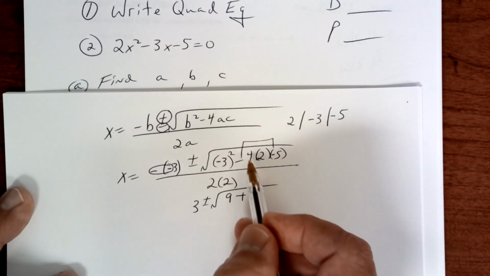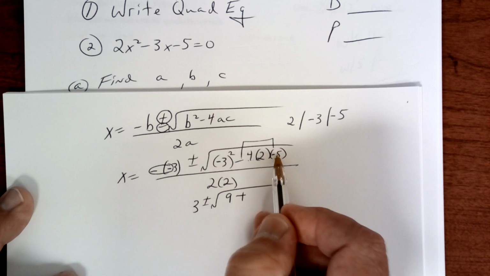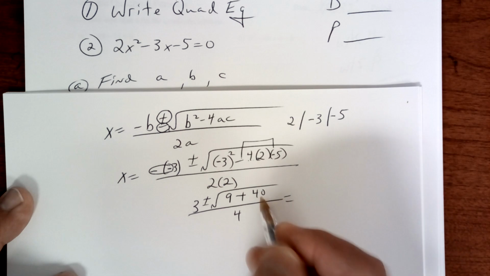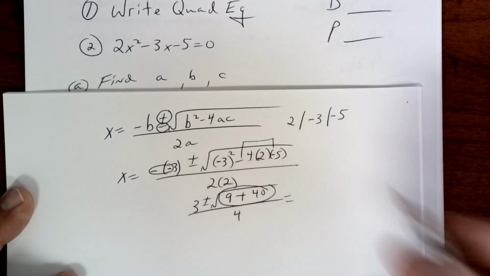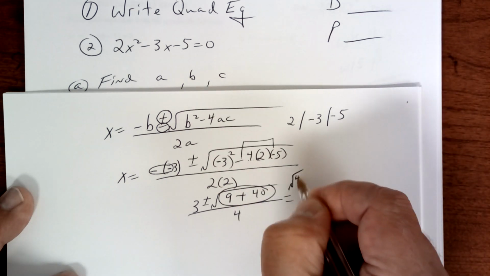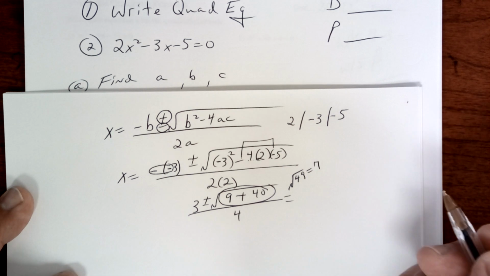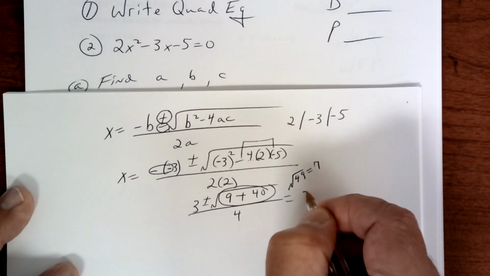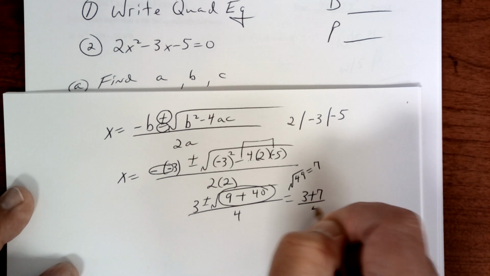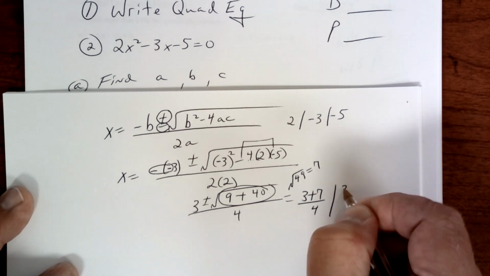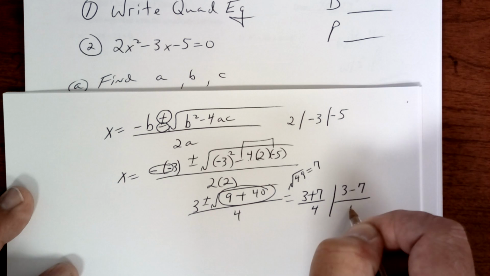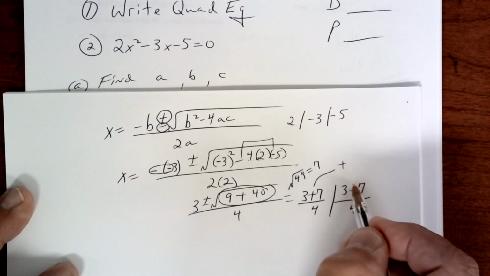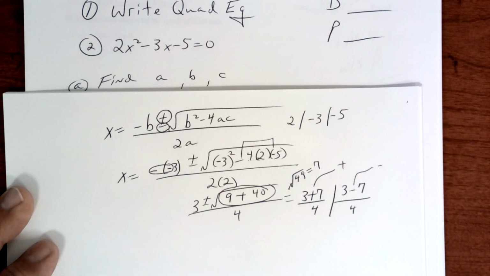4 times 2 is 8, times 5 is 40, that's 40. And 2 times 2 is 4. This right here is 49, and the square root of 49 is 7, because 7 times 7 is 49. So you're going to get 3 plus 7 divided by 4, and 3 minus 7 divided by 4, plus and minus. Okay? That comes from right here.